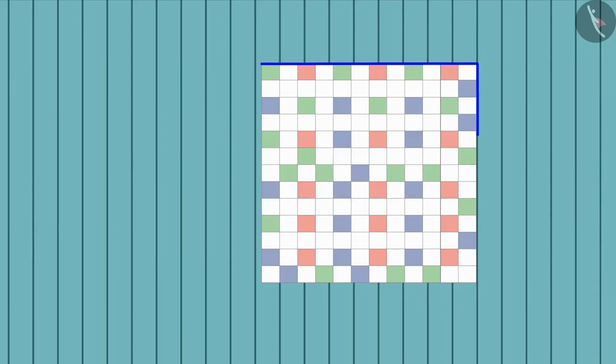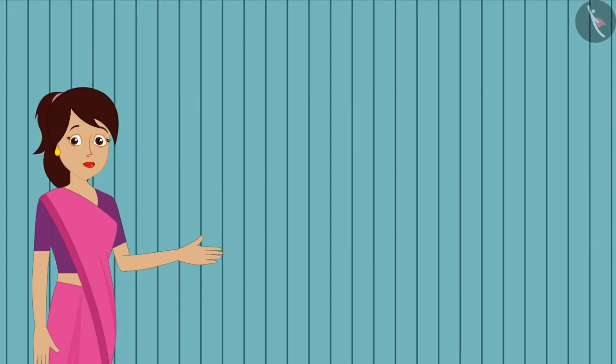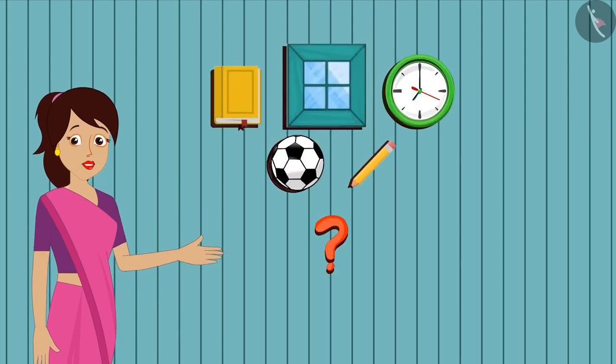Yes, you identified it right, children. This pattern is made of squares. So children, can you identify shapes of objects around you just like this? Come, let's go to my class. Today I am going to discuss with the students some interesting facts related to shapes.